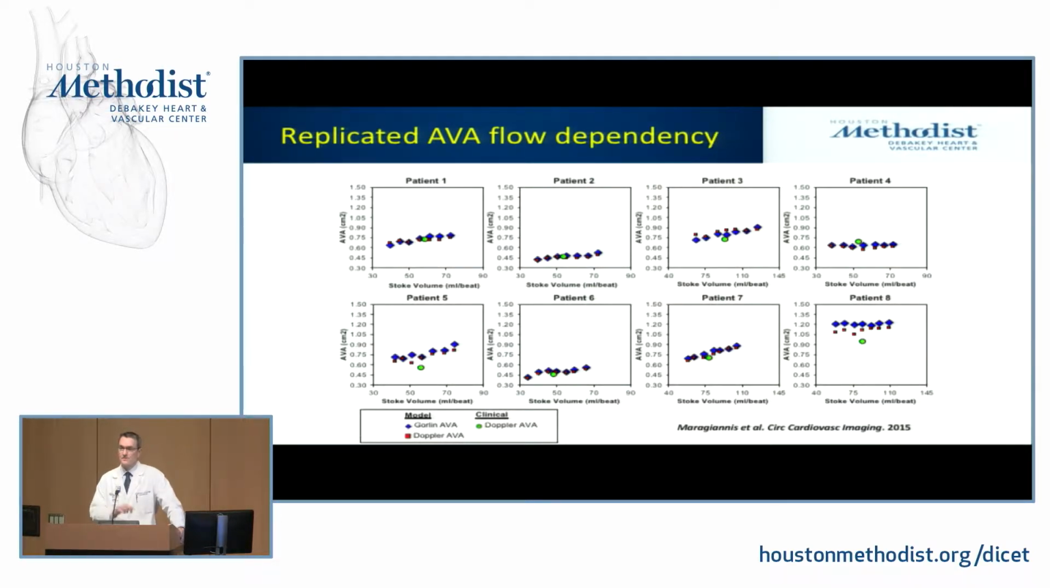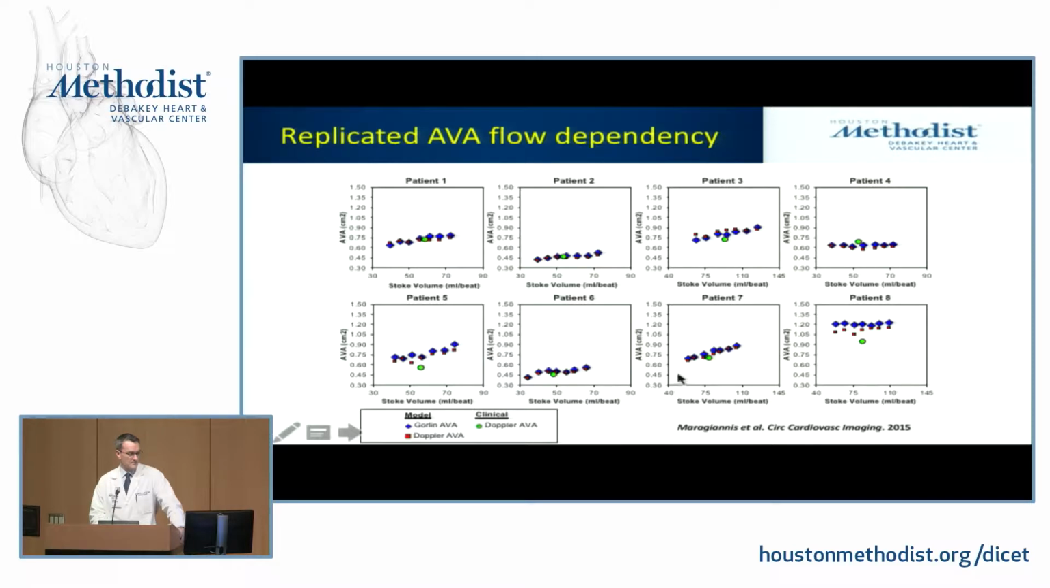So these are those same 8 patients now where we plot the valve area with different stroke volumes. So 8 different patients shown. Each one has a Gorlin equation, so the catheter-derived valve area, as well as the echo-derived valve area. And you can see that for some patients, for example number 4, there's no difference. The valve area is exactly the same no matter how much flow you put through that patient.